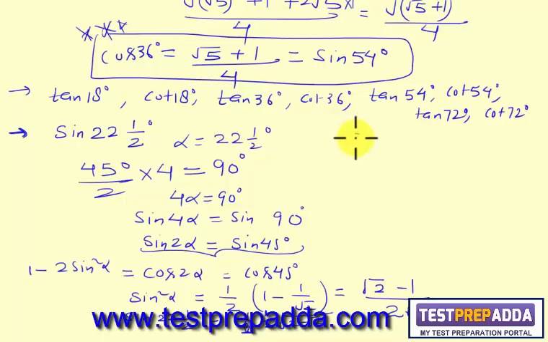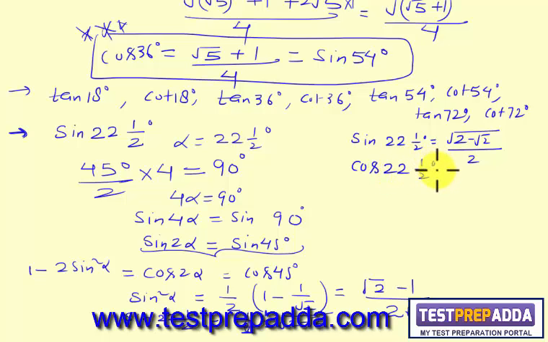So sine 22 and half degree comes finally as root 2 minus root 2 by 2. And again, if you use sine square theta plus cos square theta, you can easily find cos 22 and half degree, and that comes equal to root 2 plus root 2 by 2.